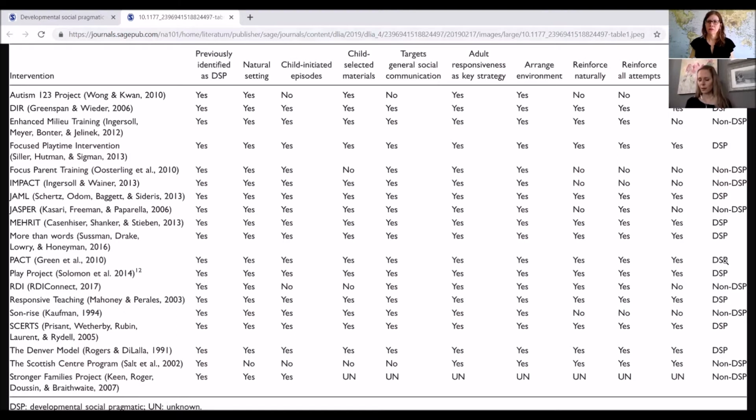I think one of the important things to note is that this criteria came from a publication previously written by Brooke Ingersoll. And there was one element that we did add to the criteria for a DSP intervention, and that was the use of explicit or indirect prompts. The reason we thought this was so important to include is that the focus of DSP interventions is about reading children's intent and having them use language in functional ways.